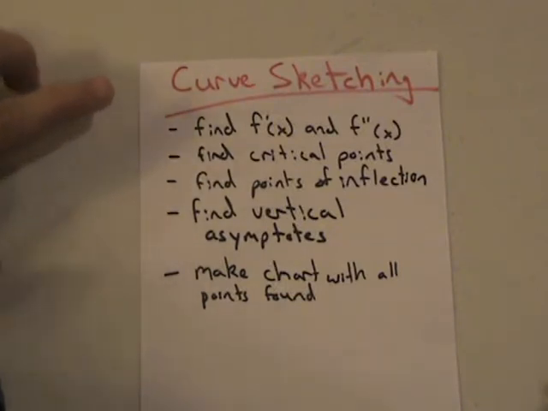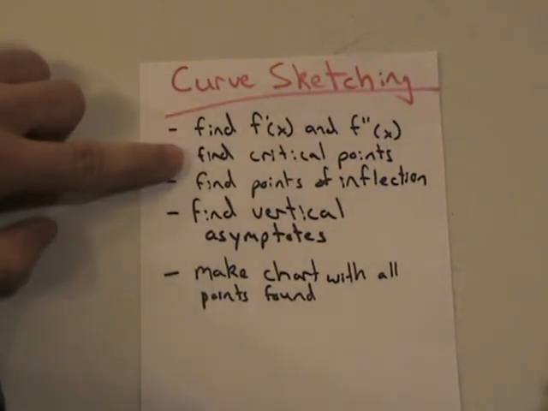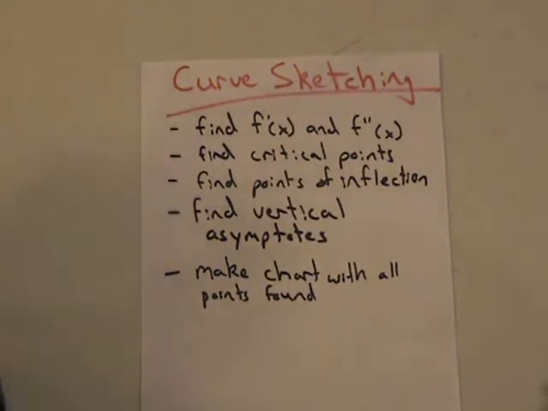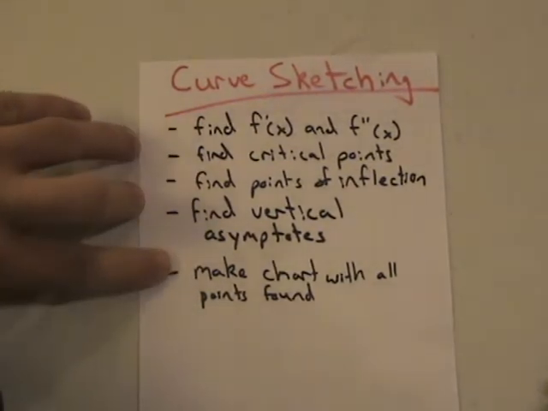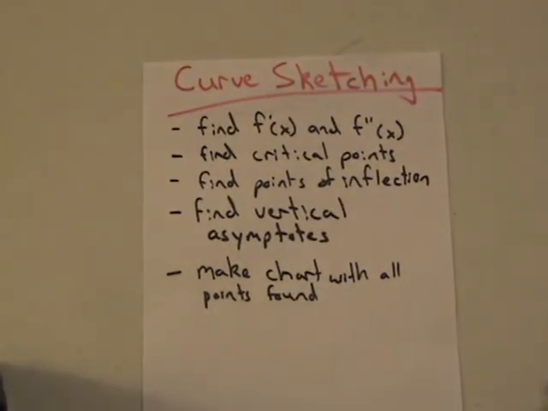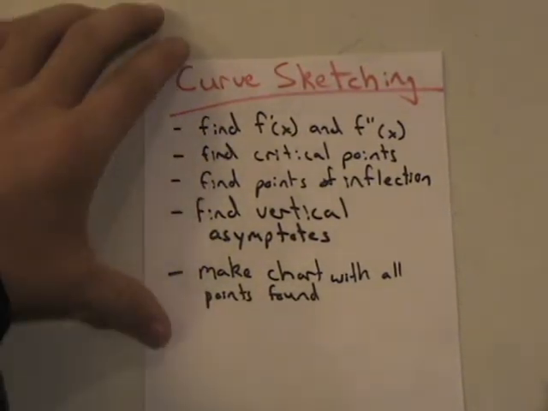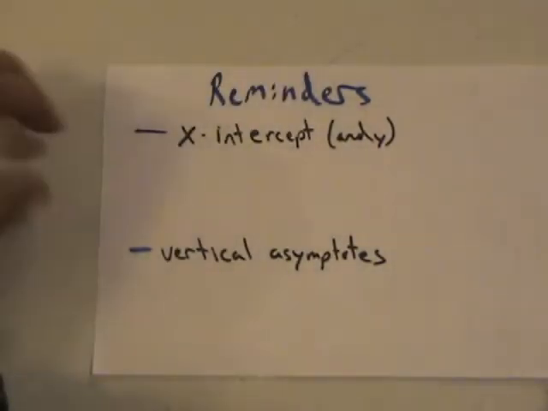I like to find the derivatives first, and then I like to find the critical points and the points of inflection, and I also like to look for any vertical asymptotes just so I can keep it in mind, and then I like to make the chart. When I'm making the chart, I'm looking at how each of the derivatives is acting at the points by plugging them back in, and then I'll write them as negative or minus, or if they're zeros.